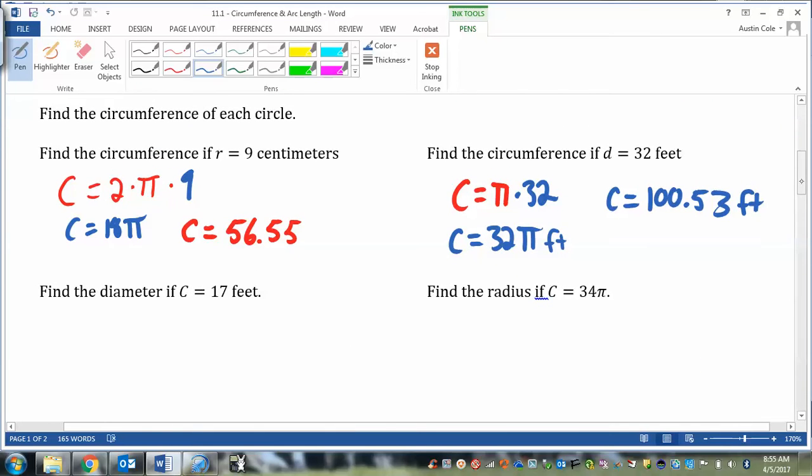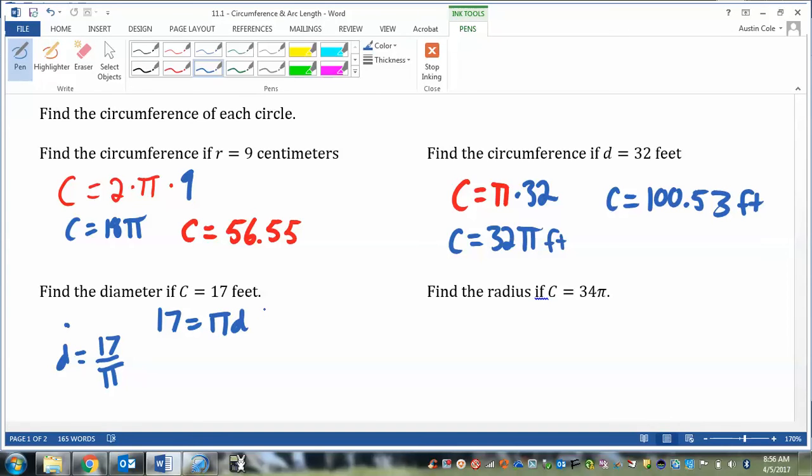Okay, let's work backwards now. Let's find the diameter if the circumference is 17 feet. How are we going to set that up? Diameter equals 17 divided by pi. How'd you get that? Well, we were told earlier that it's the same thing if we were going backwards. If we start with our original equation, we have 17 equals pi d, and then you divide by pi to get d by itself. That's how we got there. So that would be our exact answer.